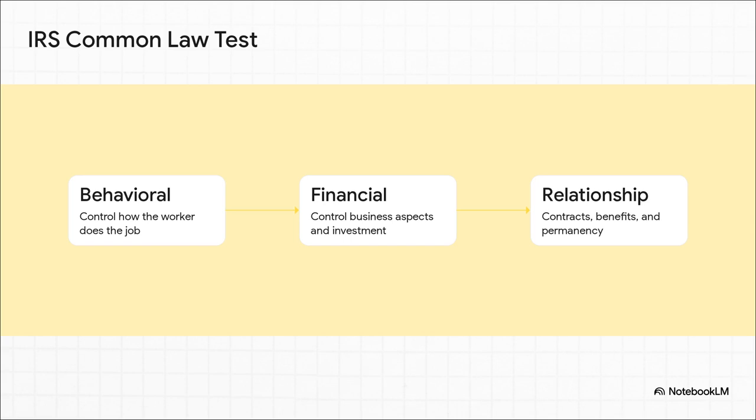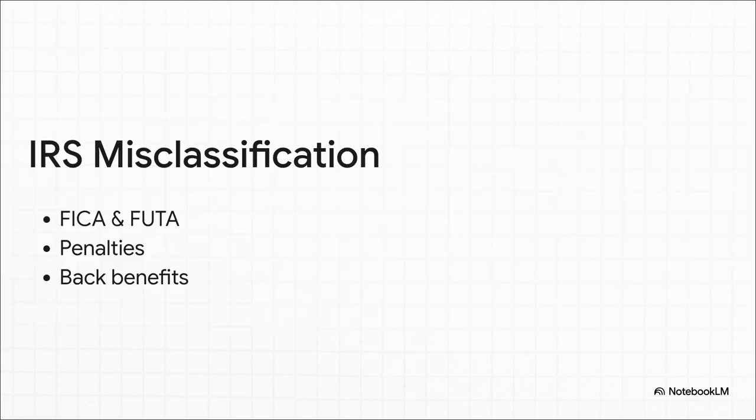The first hurdle is the IRS Common Law Test. The IRS looks at 11 different factors, grouped into 3 main buckets. First, behavioral control. Basically, does the company control exactly how the worker does the job? Second, financial control. Does the worker invest in their own tools, and can they actually realize a true profit or loss? And third, type of relationship. Are they receiving benefits, and is it a permanent gig? Basically, the more control the employer exercises, the more likely the IRS will say, nope, that's an employee. And if the IRS determines you got this wrong, they are not going to be gentle.